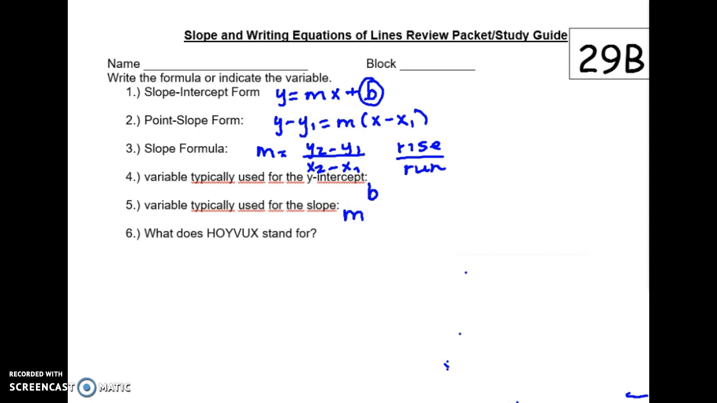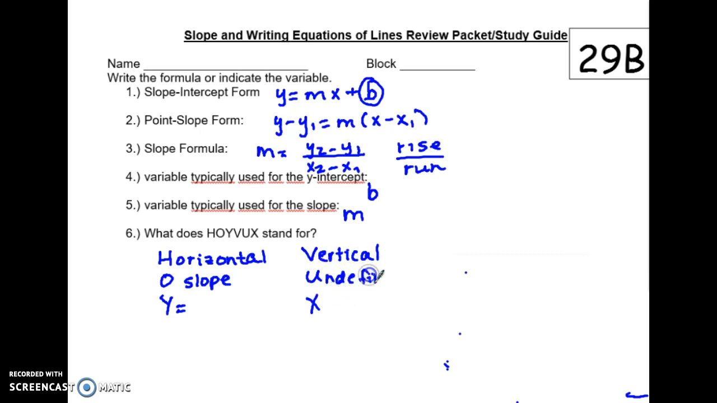Okay, what is HOY VUX for? This is kind of a shortcut that helps us remember horizontal and vertical lines. HOY is the horizontal line, and it helps us remember this is actually not an O, but a zero slope. The equation of this line would be y equals. So that's what HOY means. VUX is for a vertical line. It has an undefined slope, and the equation of the line is x is equal to.